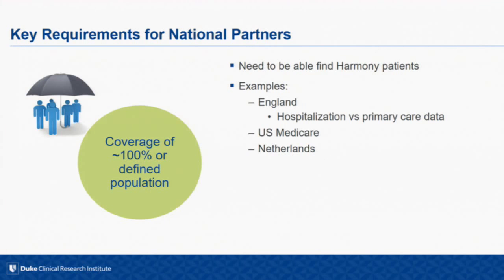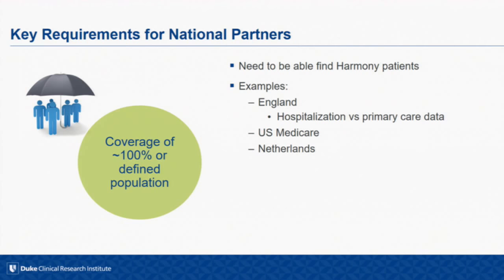The national partner and the country in which we're looking at that national data set has to be able to cover either almost 100% of the population or a defined section of the country. And that's because we have to find out, of the trial participants in that country, how many do we expect to find in the national data set.